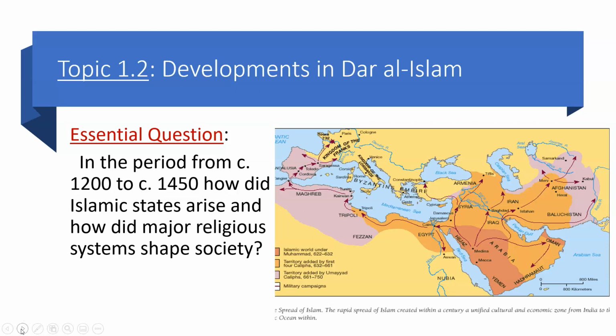The essential question in a period from circa 1200 to circa 1450: how did Islamic states arise and how did major religious systems shape society? You should be able to answer this when we're done, right?